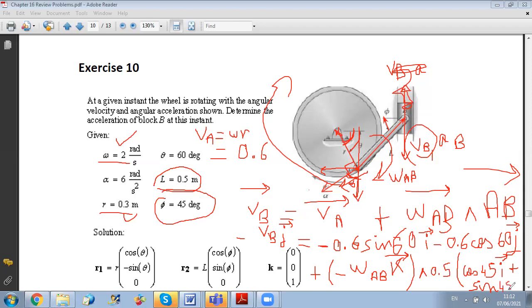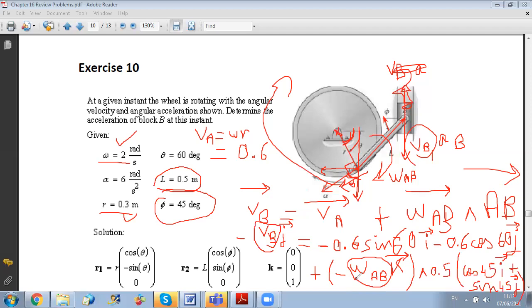What are the only two unknowns in this equation? I have VB, the magnitude of VB is the first unknown. When I compare along j, I can get an equation for it. And by comparing along i I will obtain an equation for omega AB. Then I can solve for my system. Okay? Any question on this?